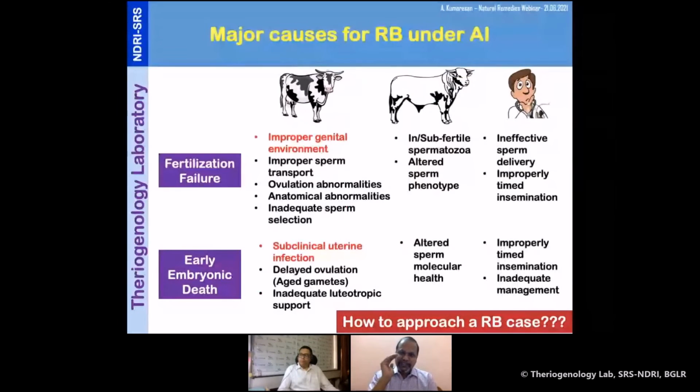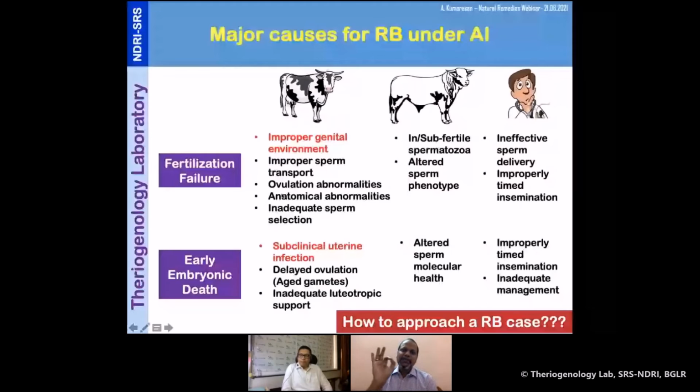There are only two major causes. From the 1940s until this time, only two major causes for repeat breeding have been classified: failure of fertilization and embryonic mortality. How does it occur, and who contributes to what? If we know who contributes to what, then only we can aim at approaching or treating that particular case.